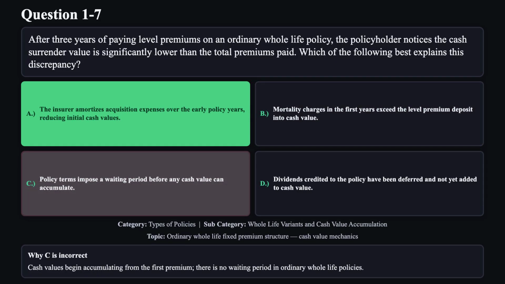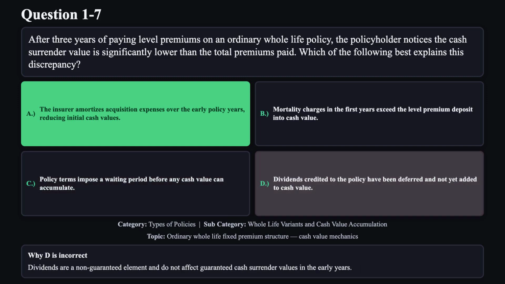Reason C is not correct. Cash values begin accumulating from the first premium. There is no waiting period in ordinary whole life policies. Reason D is not correct. Dividends are a non-guaranteed element and do not affect guaranteed cash surrender values in the early years.